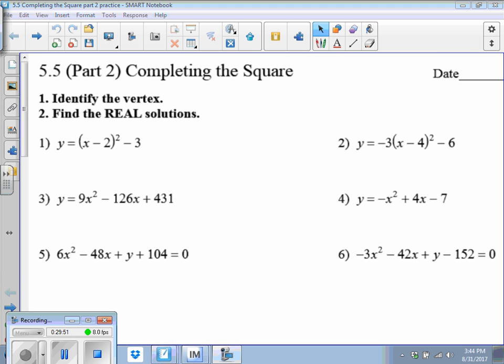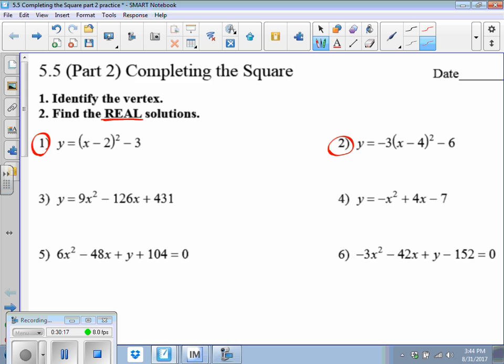Here are some practice problems that I'd like you to do on your own. The first part is, for each problem, you have to identify the vertex. Now, number 1 and number 2, they're already in vertex form. I already set those up in vertex form for you. So all you have to do is pick out what the vertex is. Then you have to solve.